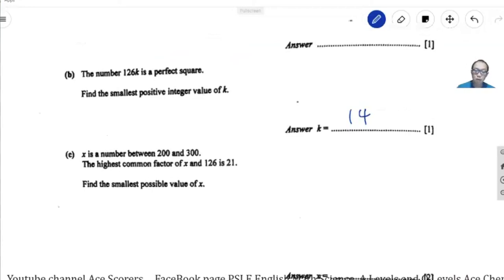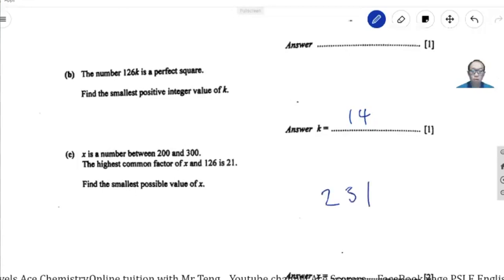Okay, C. X is a number between 200 and 300. The highest common factor of X and 126 is 21. Find the smallest possible value of X. Okay, so this is work backwards, right? Let me see what's the answer. 231, wow, do you get this? Answer is 231.